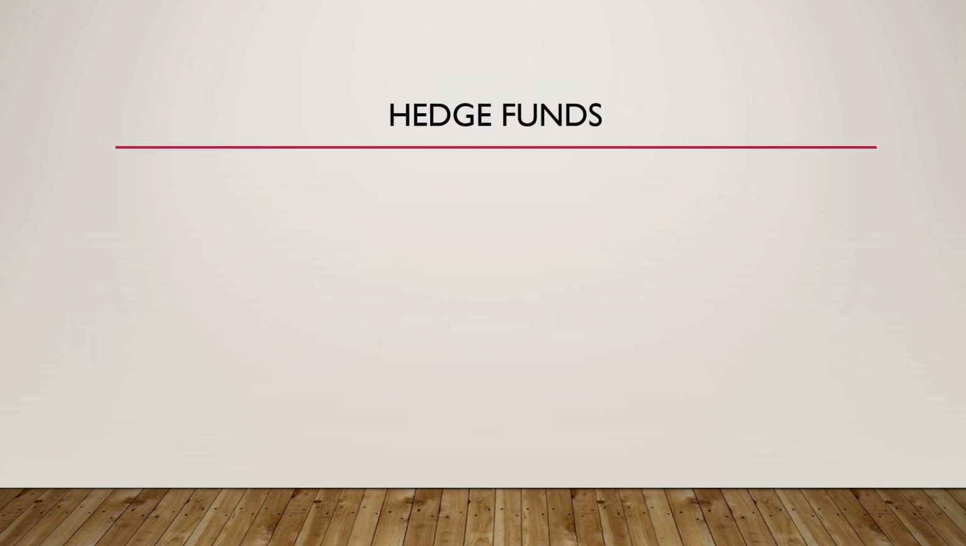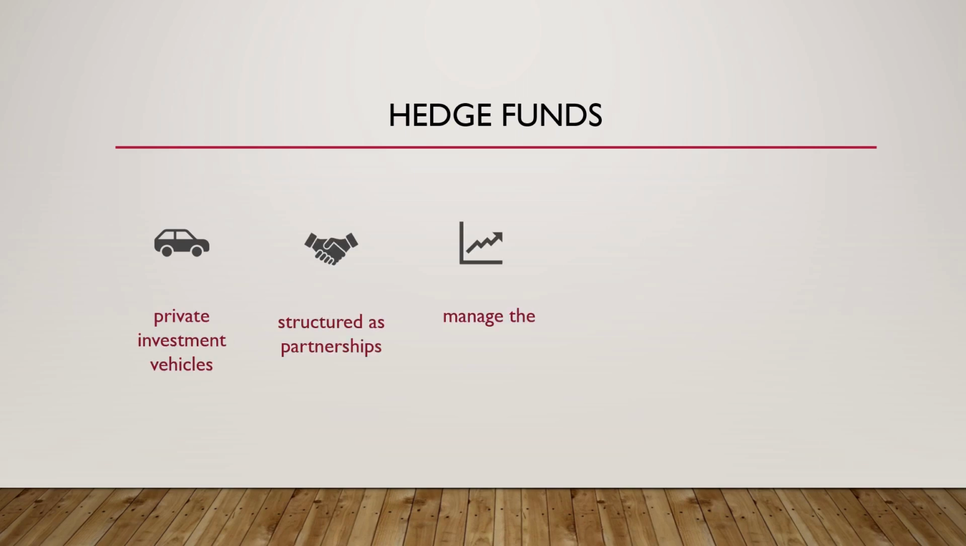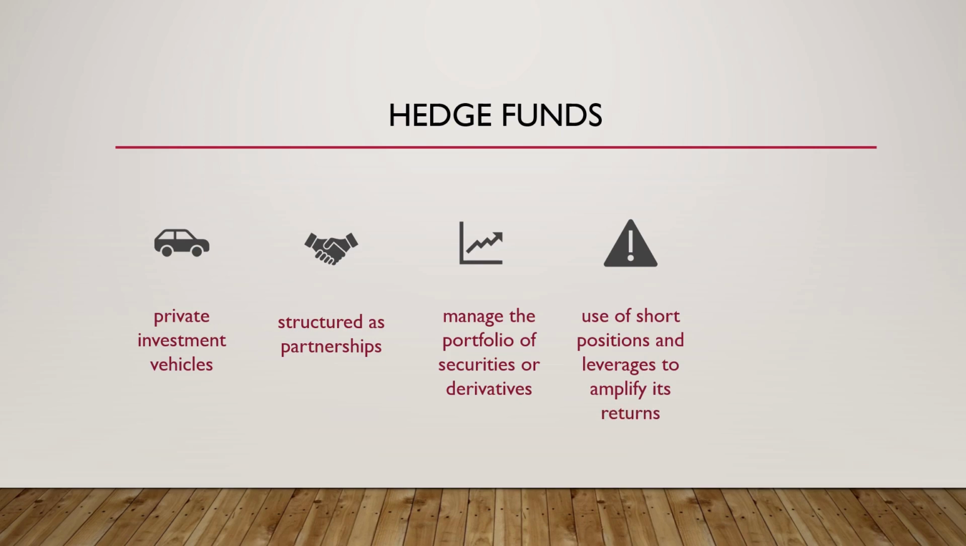And we begin with hedge funds. What are hedge funds? Hedge funds are private investment vehicles typically structured as partnerships that manage the portfolio of securities or derivatives. How do hedge funds work? The hedge funds often make use of short position and leverage to amplify their returns. When it comes to returns, the hedge fund managers are mainly concerned about the alpha part of it. Alpha returns are the active returns, a sort of gauge against the market performance. It is the excess return of investment relative to the return of a benchmark index. They are usually looking for the absolute returns.